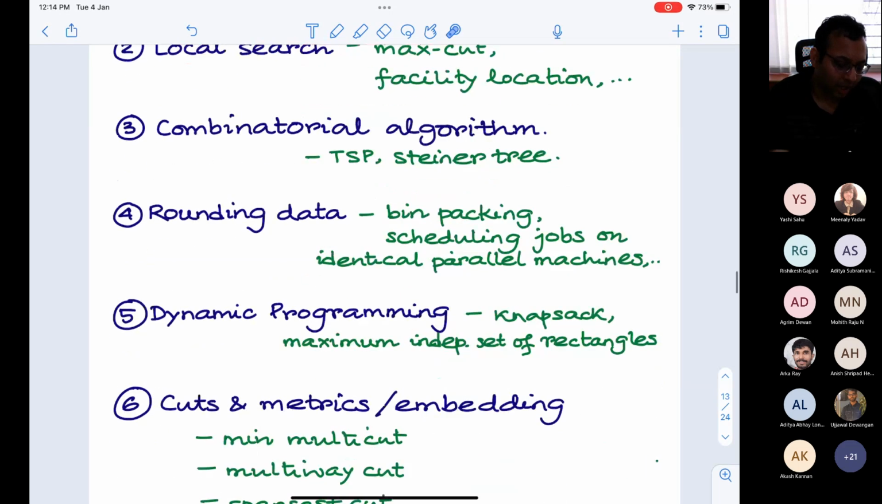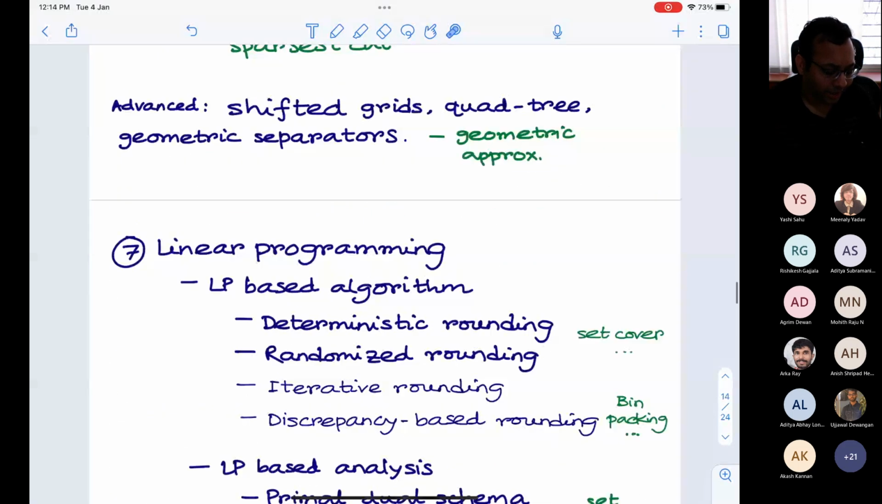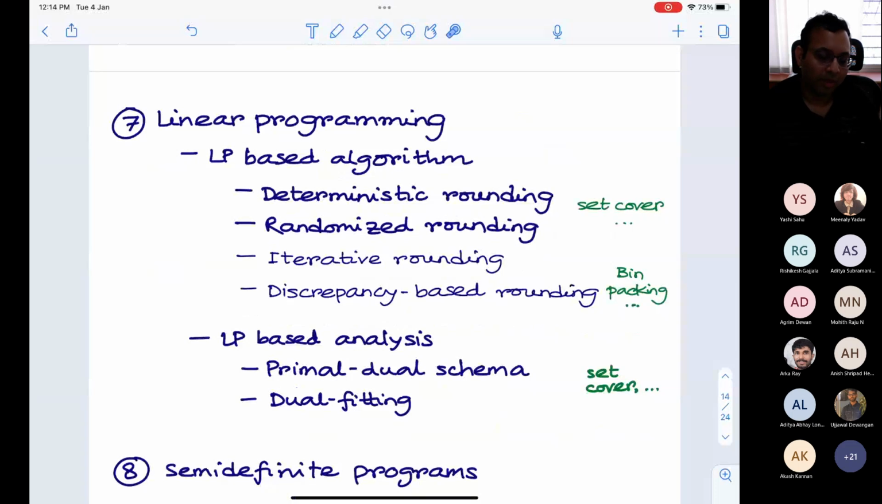And then there are also cuts and metric embedding kind of techniques for cut problems. For geometric approximation, we'll see some computational geometry problems and approximation algorithms for them. Their techniques are slightly different, like geometric separators, shifted grid, quad tree, etc. And then there are some other powerful tools you may not have heard of in undergrad algorithms. One is linear programming. So we'll see we can design algorithms based on linear programming, something called deterministic rounding, randomized rounding, etc.